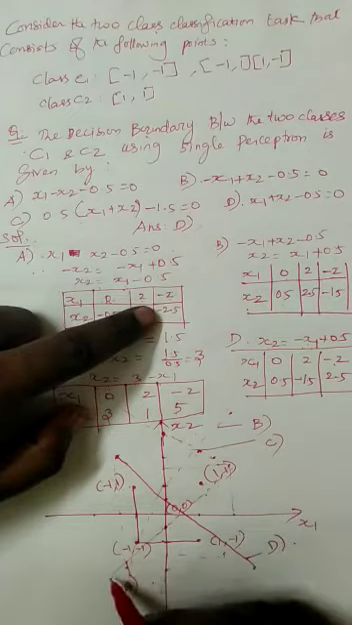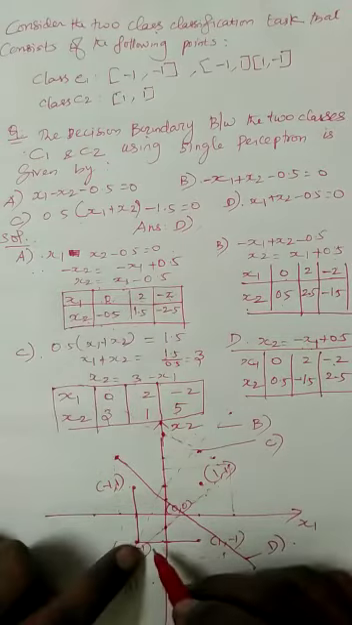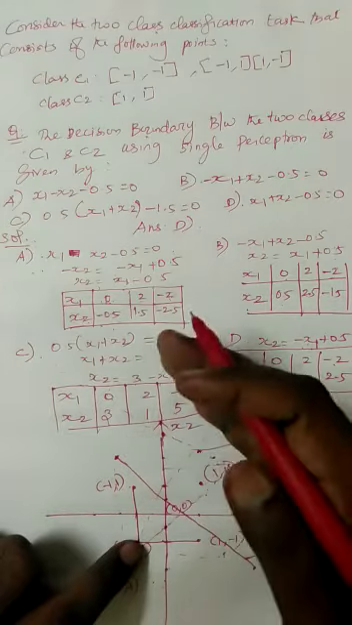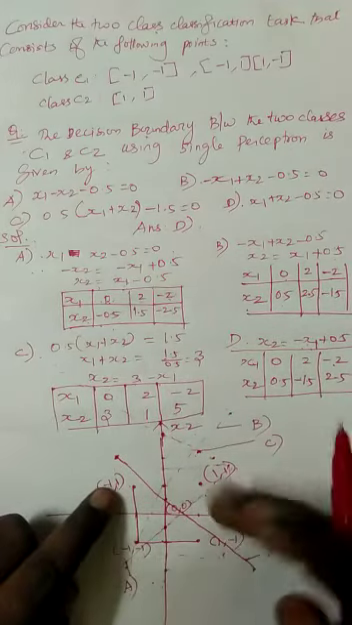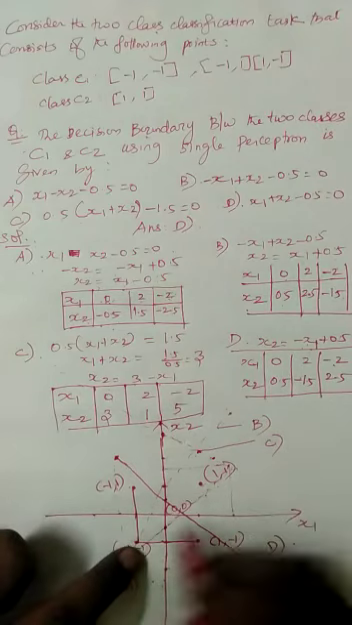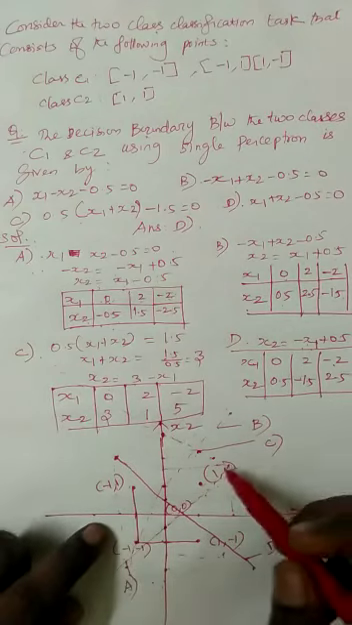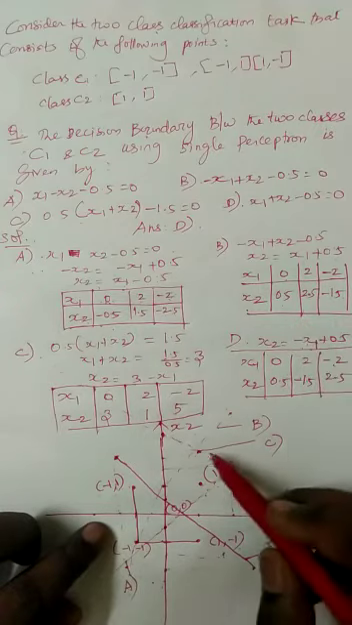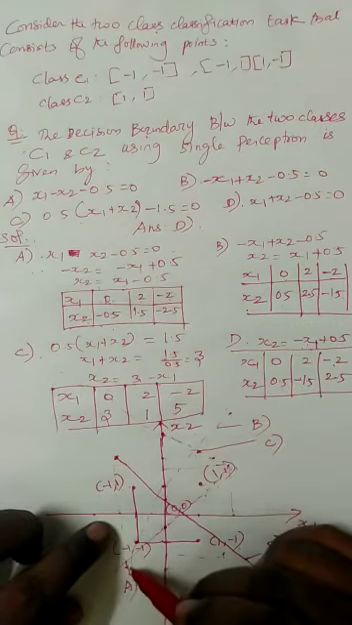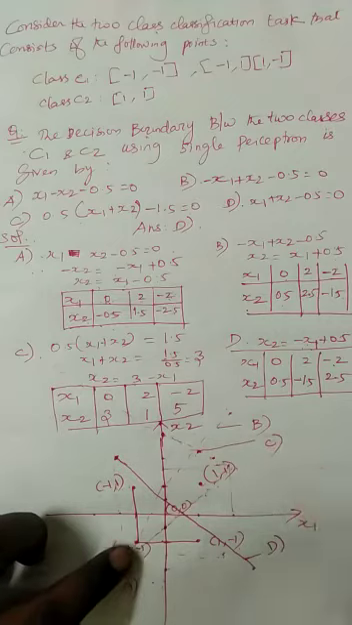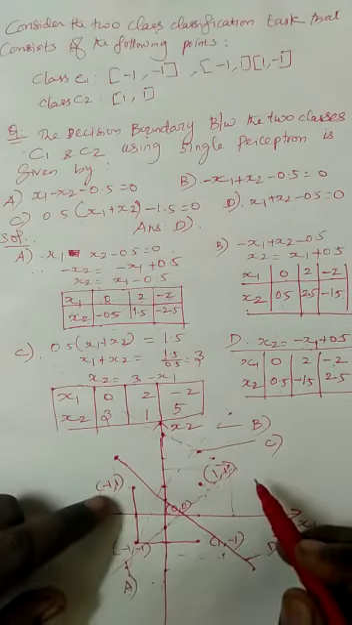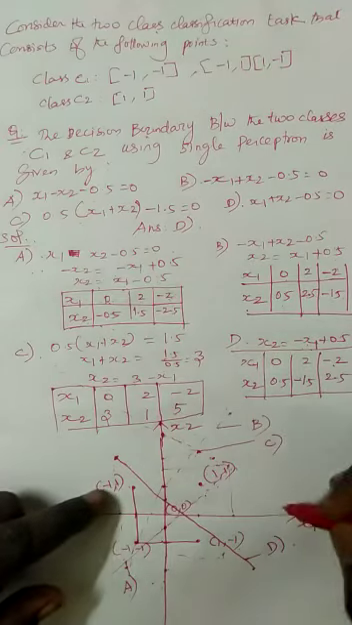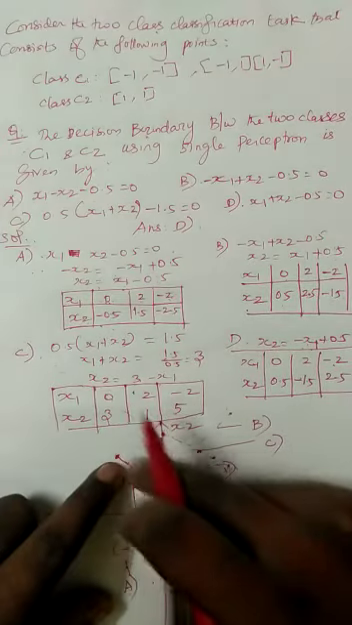If you draw the line, this will not separate the classes. Actually, (1, 1) is one class and all the remaining points are the other class. So this is not the answer. Like that, if you choose option B, it also goes like this. You can do it yourself. For option C, the points go like this as well.